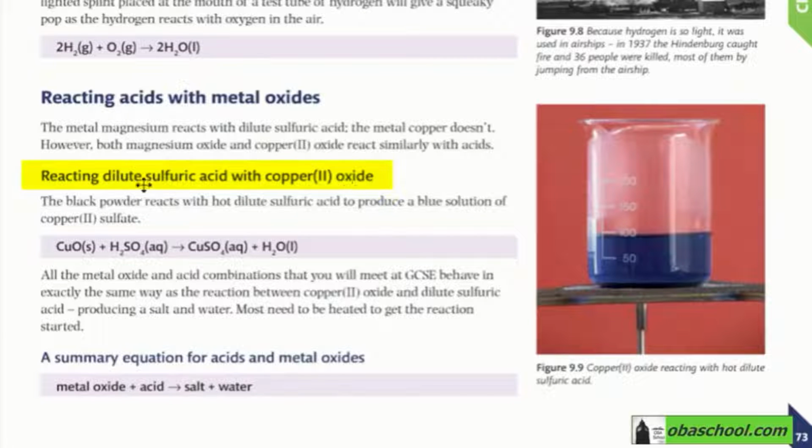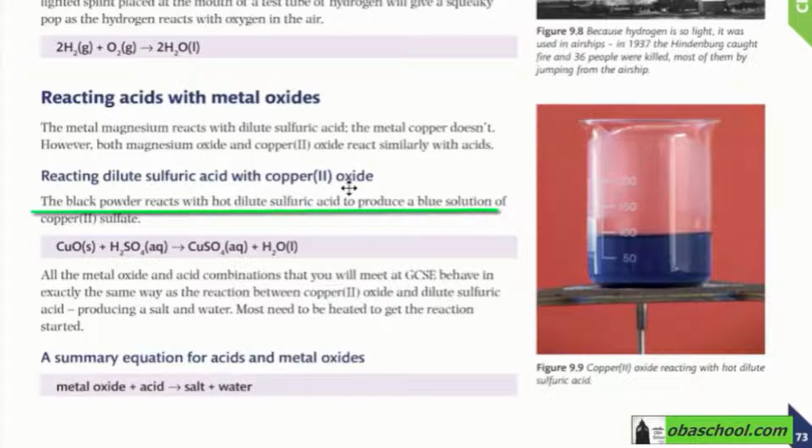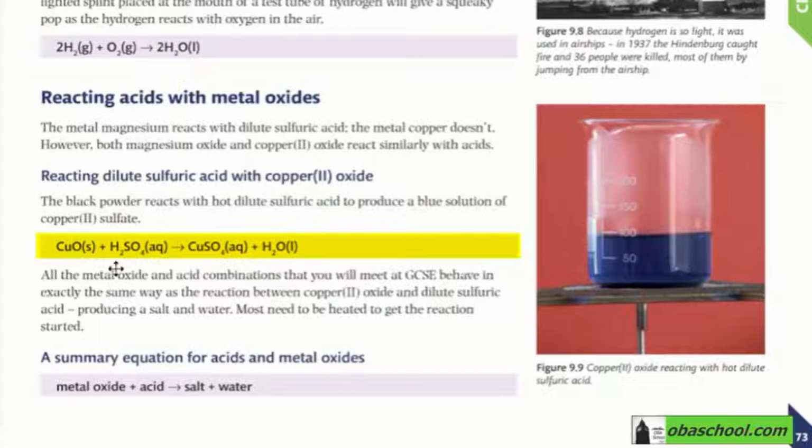The black powder, which is the copper oxide, is placed in the dilute sulfuric acid. So copper oxide is a black powder. When it reacts with the dilute sulfuric acid, it will produce a blue-colored solution, which is the copper sulfate. The reaction is copper oxide plus sulfuric acid reacts to give copper sulfate plus water.